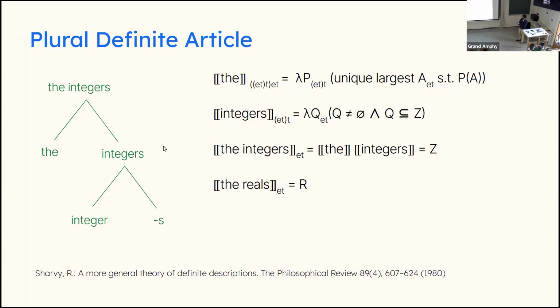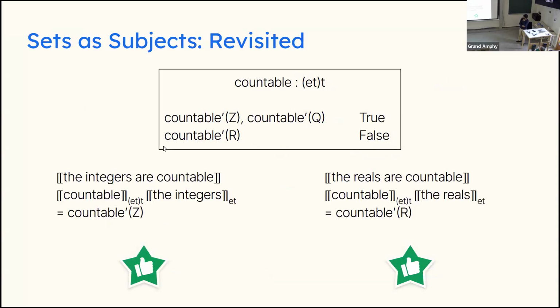Similarly, the meaning of the reals becomes the set of real numbers, and it has the type et as well. And this works well, because if we assume that countable has type et to t, because countable is a property of sets, then in our system sets have type et, so the meaning of the integers are countable just becomes the function countable' applied to Z. And the meaning of the reals are countable also becomes the function countable' applied to the set of real numbers. So these sentences are correctly predicted to be true or false in the system.